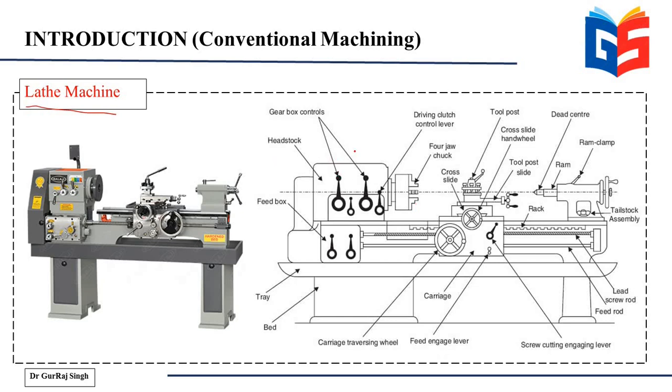Now this particular portion of a lathe machine is called the headstock, and this portion is called the tailstock. So obviously this is the head of the machine and that's the tail of the machine, the front end and the rear end. The headstock contains various controls, and it contains the powerhouse of the lathe machine, which basically rotates the workpiece which is held on this chuck.